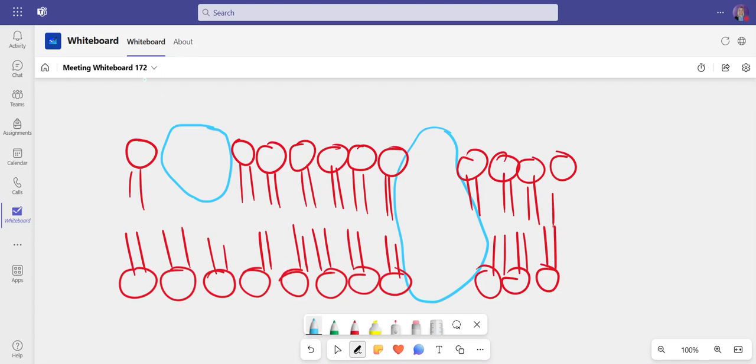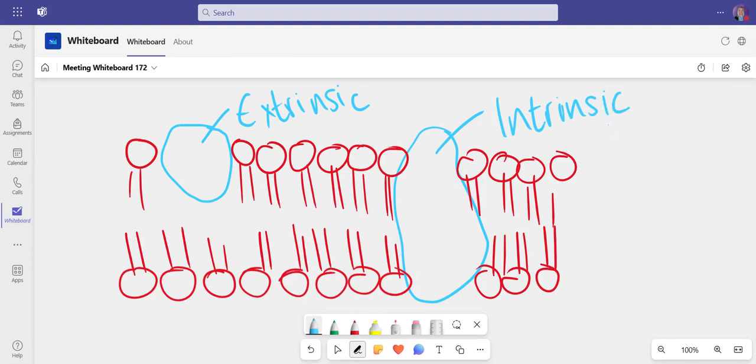So this one here is just on one side, and the kind that are just on one side like that, we call those extrinsic proteins. The ones that go all the way through are called intrinsic proteins. So we've got extrinsic proteins and we've got intrinsic proteins. Extrinsic means they're just on one side. Intrinsic means they go all the way through.